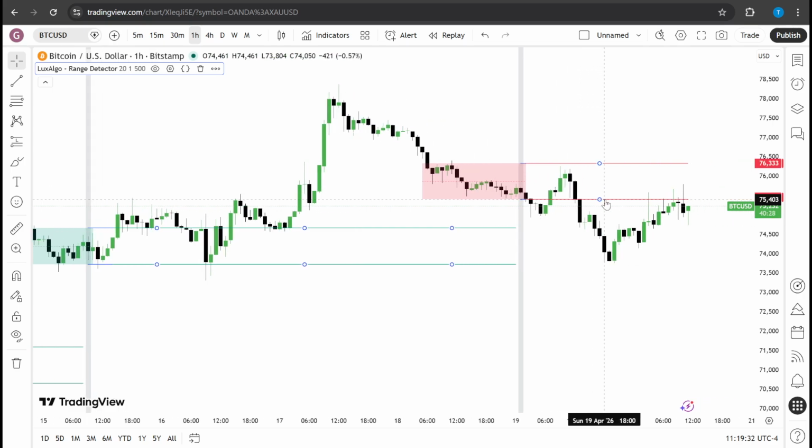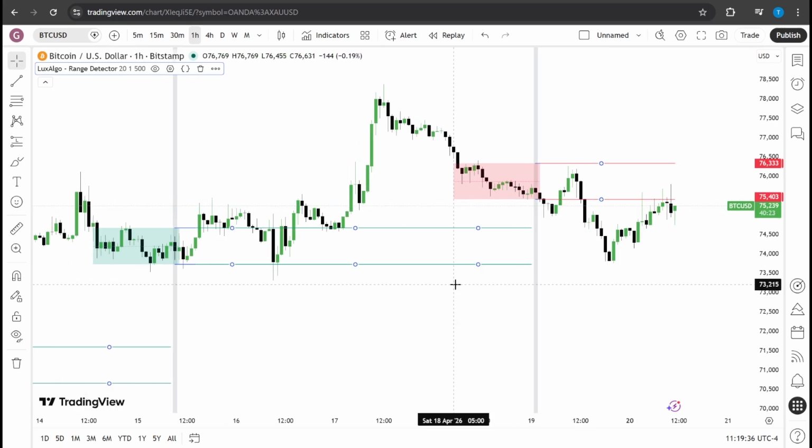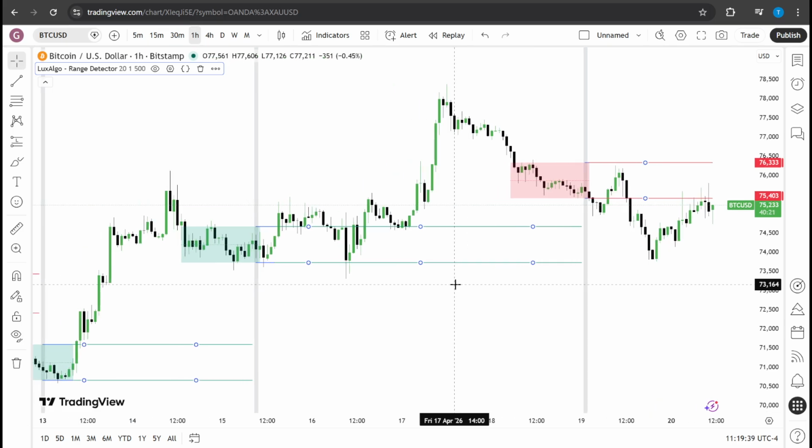One unique feature you should watch for is range merging. If a new range is detected that overlaps with a previous one, the indicator doesn't just draw a new box, it merges them. This provides a cleaner chart and reflects how markets often consolidate in tiers.